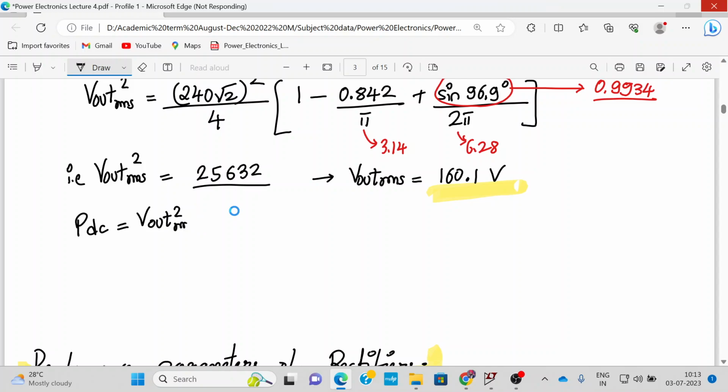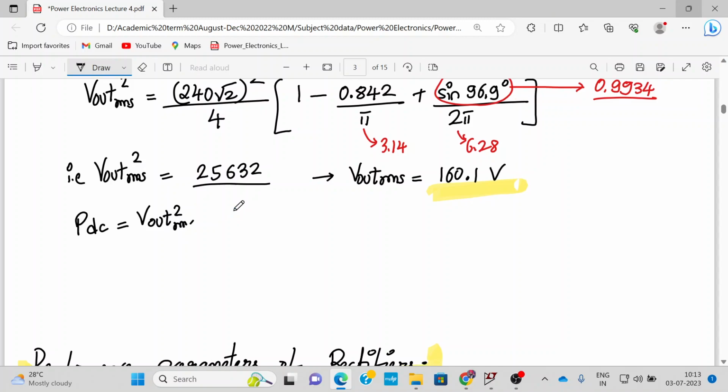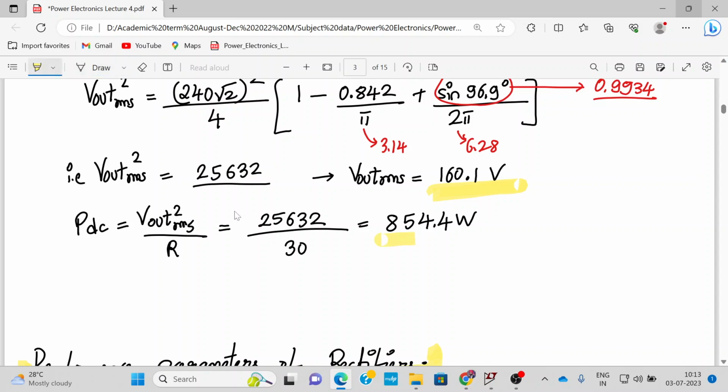So yeah. So now we have to find out P out or PDC. That will be V out RMS square divided by R. So that will be 25632 divided by R, and R is around, let us check it out, it's 30. So if you divide this number, you will get the value of PDC as 854.4 watts. So that's the number of average value of output power.